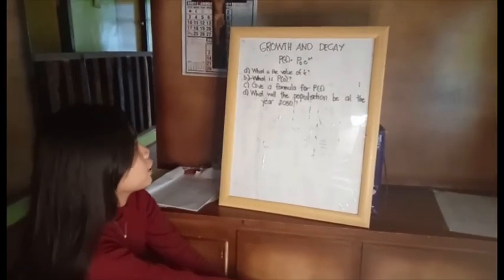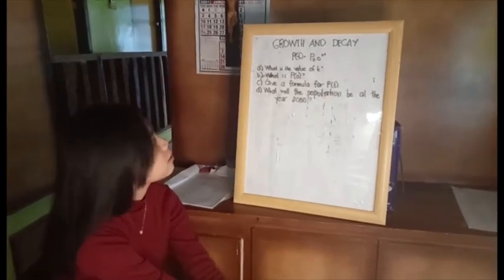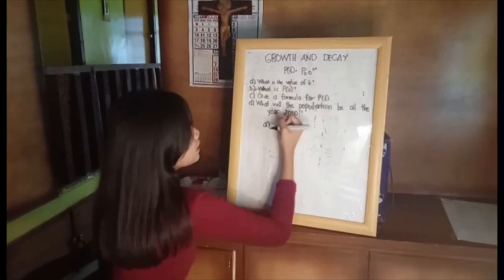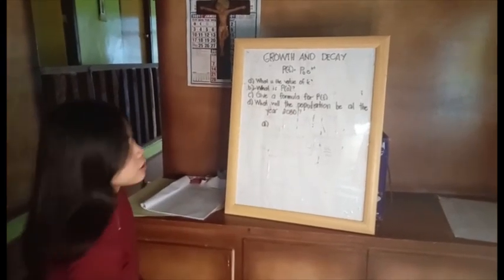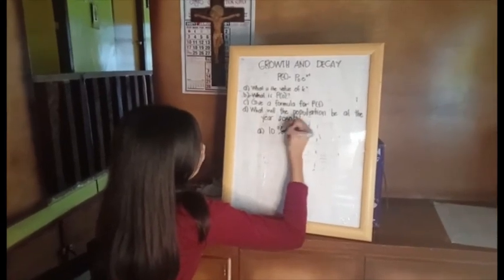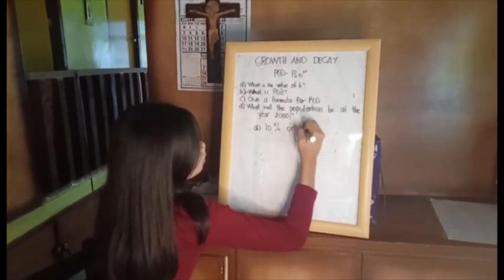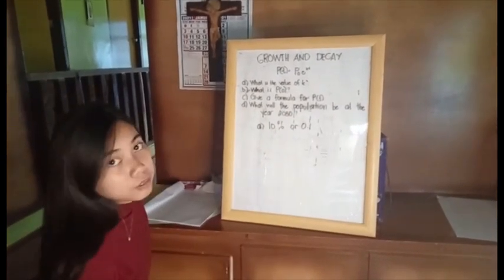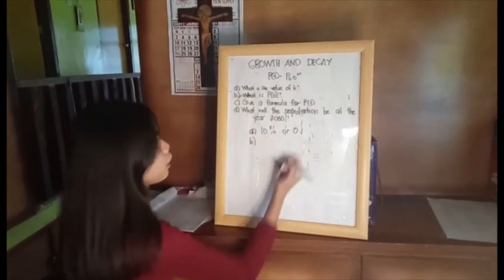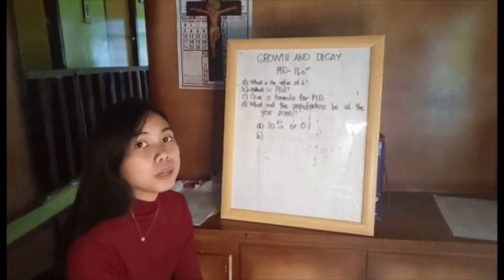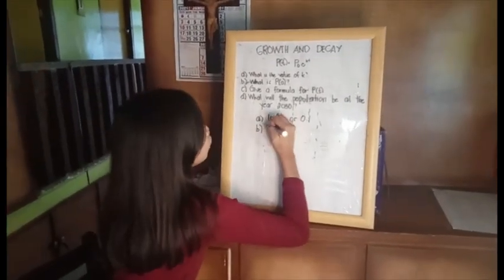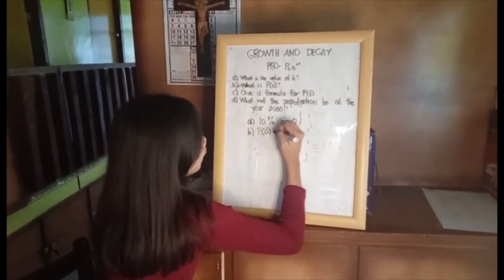Now let's solve first the letter A, which is what's the value of k. So k is equal to the rate of growth. It is given that our rate of growth is 10%, so it is 0.1. That will be the value of our k. B, what is the value of P0? We are given the initial population of 500, so our P0 will be 500.